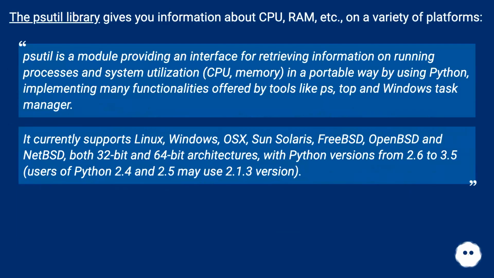The psutil library gives you information about CPU, RAM, etc. on a variety of platforms. psutil is a module providing an interface for retrieving information on running processes and system utilization, CPU, memory, in a portable way by using Python, implementing many functionalities offered by tools like ps, top, and Windows Task Manager. It currently supports Linux, Windows, OS X, Sun Solaris, FreeBSD, OpenBSD, and NetBSD, both 32-bit and 64-bit architectures, with Python versions from 2.6 to 3.5. Users of Python 2.4 and 2.5 may use 2.1.3 version.